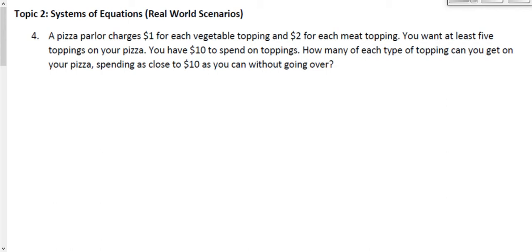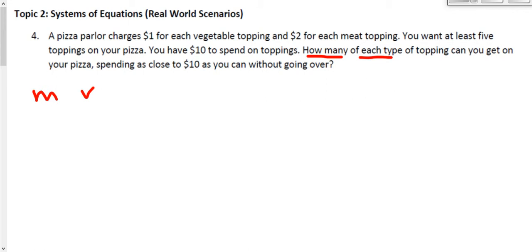So I have a pizza parlor charging $1 for veggie toppings and $2 for meat toppings, and we want 5 toppings on our pizza, so toppings seem to be the common theme here. We have $10 to spend, and our question is how many of each type of topping we can get without going over $10. We're asking how many meat, that's one question. I'm going to call that number M. And how many veggie, I'm going to call that number V. So the equations that I write are going to have to do with these 2 topics so that I can solve for these 2 variables, how many meat and how many veggie.